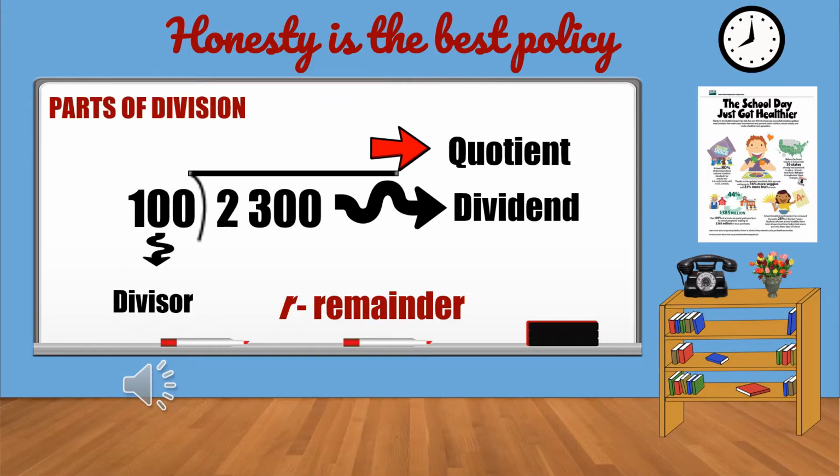Okay, bago natin i-solve yung problem, alamin muna natin yung parts of division. Una, yung 100, ang tawag sa kanya ay divisor. Tapos yung 2,300 are dividend. Then, ang hinahanap natin ngayon o yung answer is quotient. Then, tandaan, ang ibig sabihin ng R ay remainder.